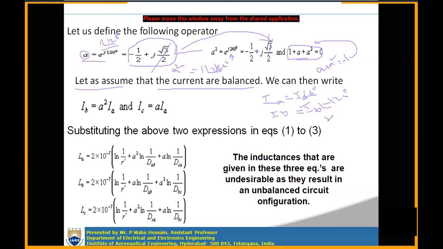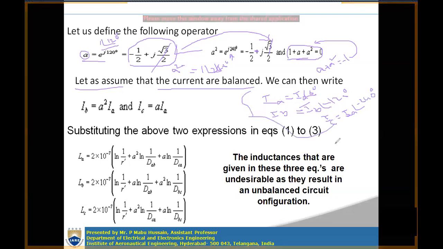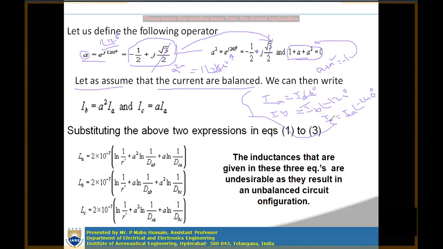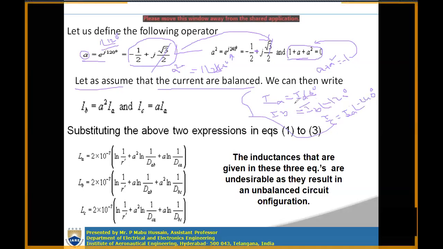Okay. And IC is IA into minus 240 degrees. You know these equations. So balanced equations can be represented with IA is equal to I at an angle 0 degrees, IB is equal to I at an angle minus 120 degrees, IC is equal to I at an angle minus 240 degrees, right? So when you take IA as a reference, IA is equal to IA.